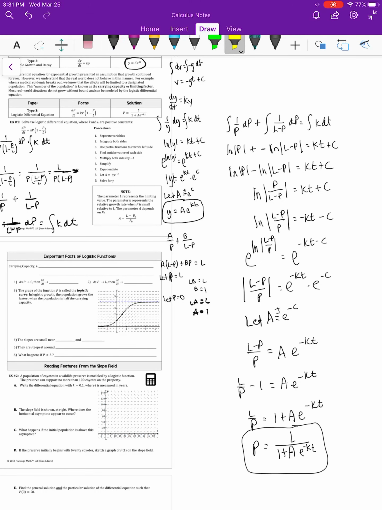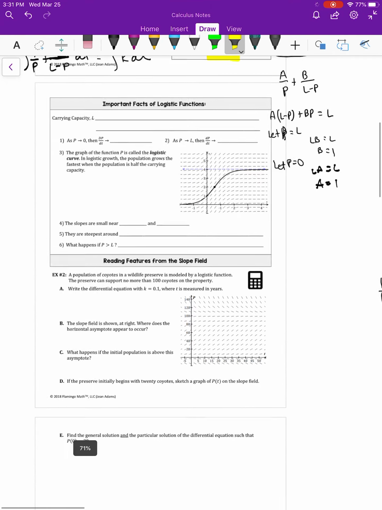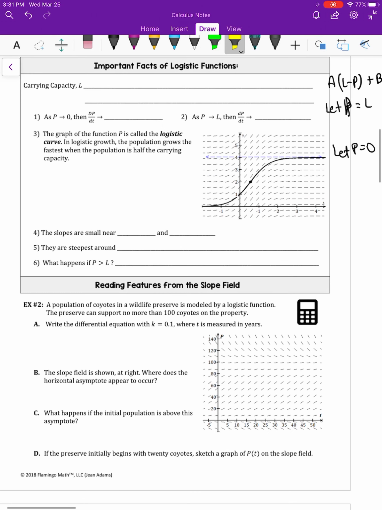But I want to focus on that note. It says the parameter L represents the limiting value. Okay, so L is your limiting value. That's what it'll approach but not touch. The parameter K represents the relative growth rate when P is small relative to L. And the parameter A depends on P sub 0. So this right here is important, and really just all of those things that talk about what P, L, and K are. Okay, so let's go to our next page.